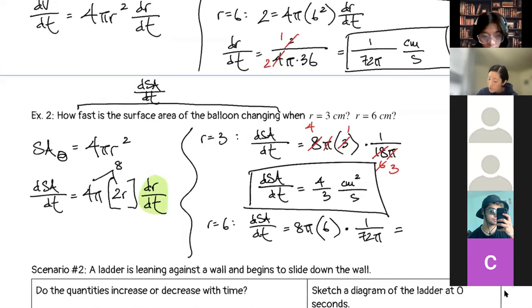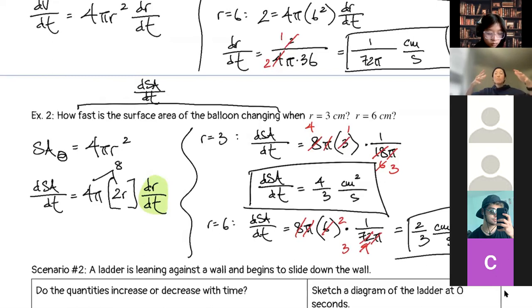And when we do a bunch of canceling out this time, this is 9, 2, 3, we end up with the surface area changing at 2/3 centimeters squared per second. So it's a little bit slower. As the balloon gets bigger, it gets closer to that popping point, the surface area is going to change less and less as you expand. Okay.